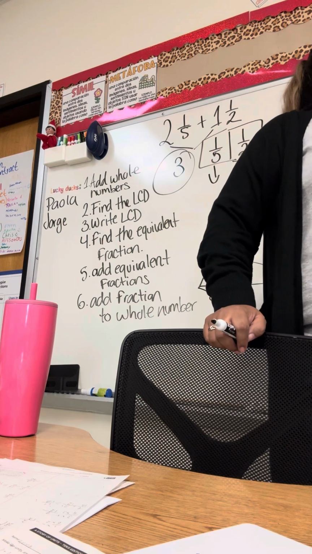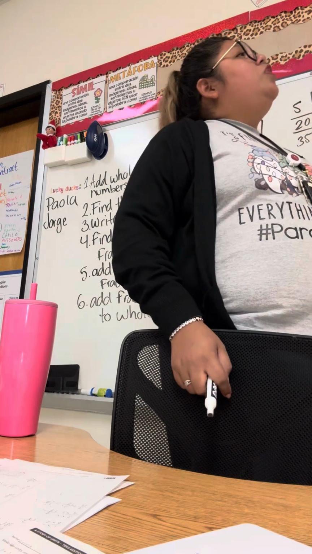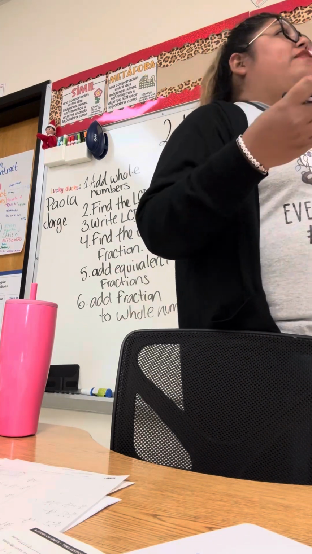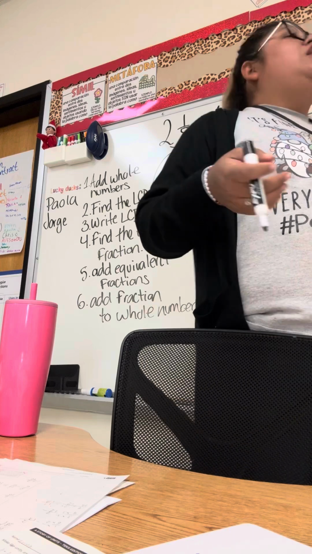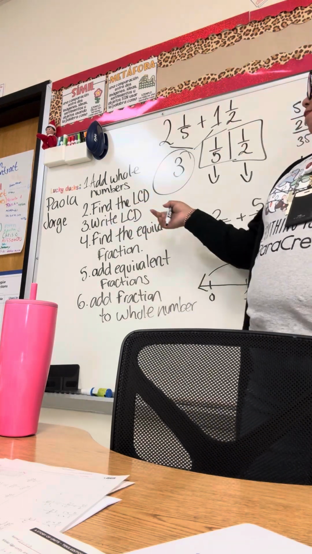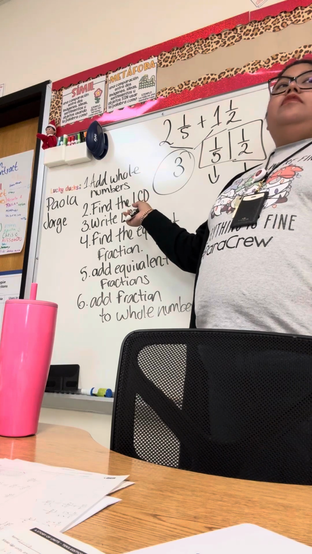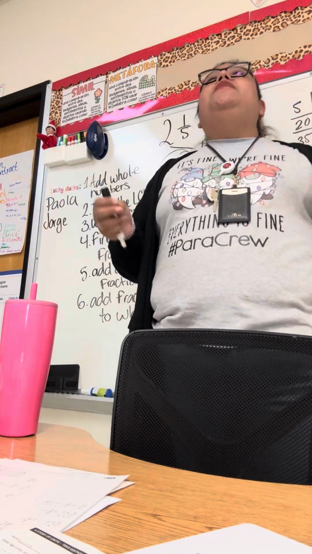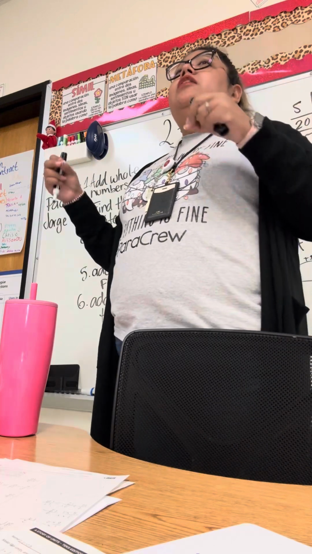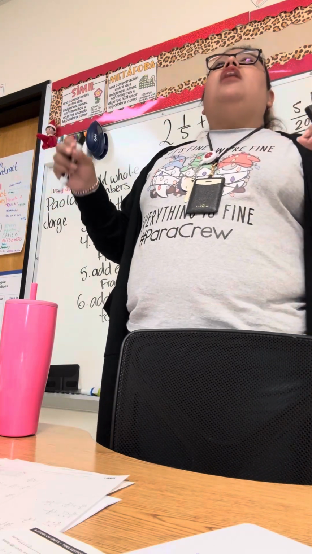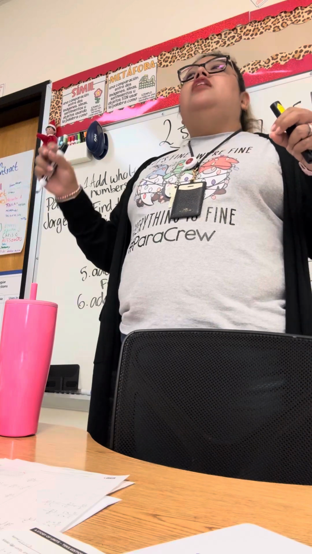We cannot add fifths and halves without finding like units. Therefore, we're going to have to find the what? The least common denominator. Say it with me. Least common denominator.